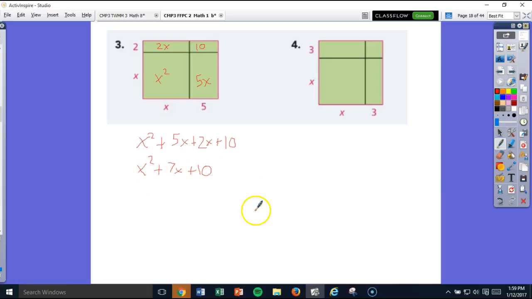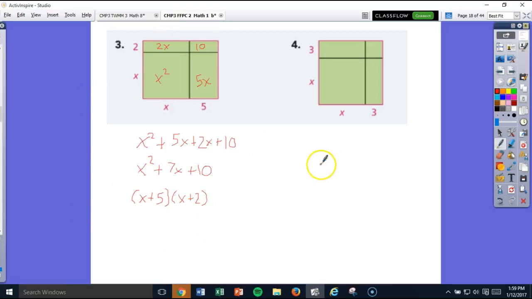Okay, that's one of the ways we can write this. The other way we could write it is in our factored form. We would have x plus 5, so that's on this side. And then on the other one, we have x plus 2. And that would be our factored form. So hopefully that gives you an idea.